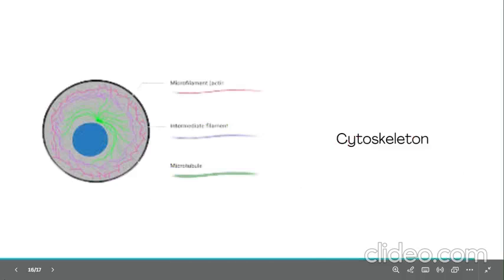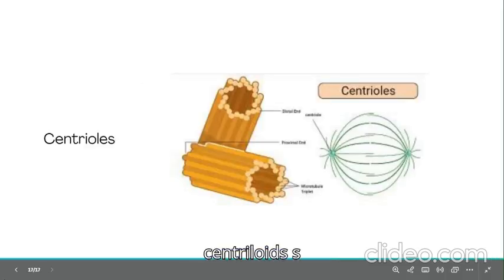Cytoskeleton is a network of protein fibers to support and shape the cell. And the centrioles are a structure formed by a set of microtubules arranged as a cylinder. Its function is to organize the cytoskeleton during division. And this is the end.